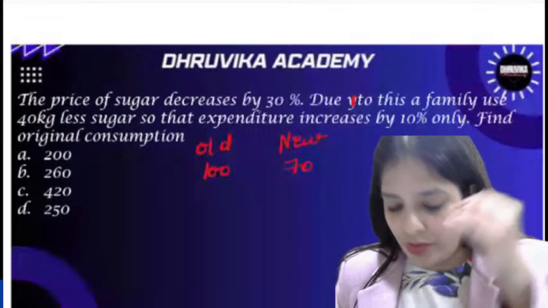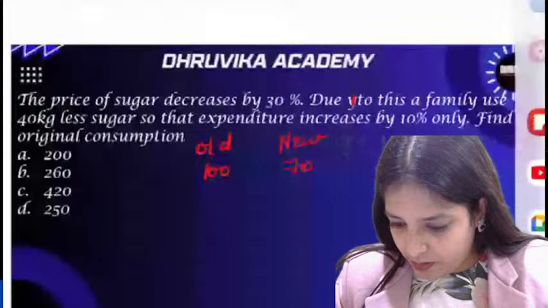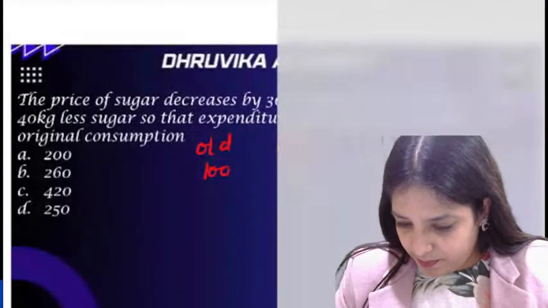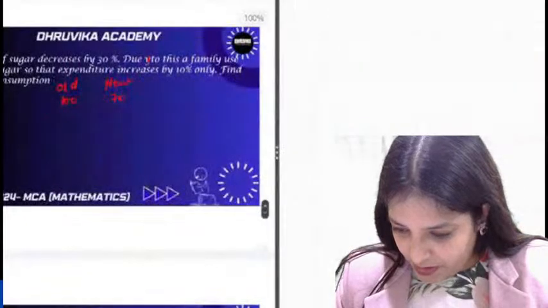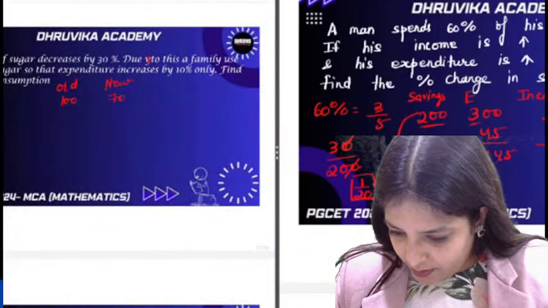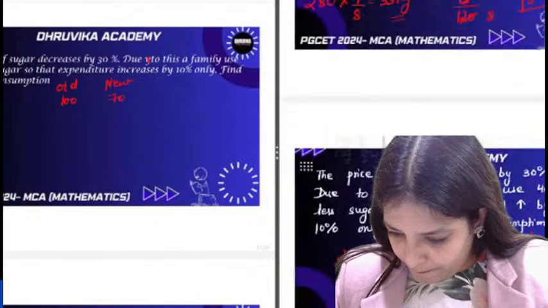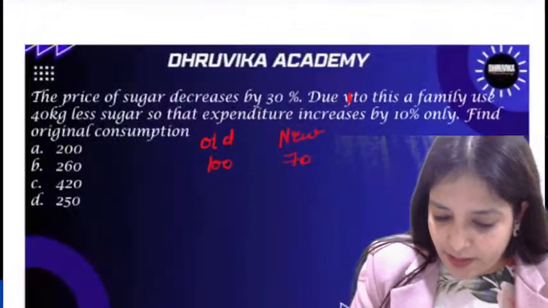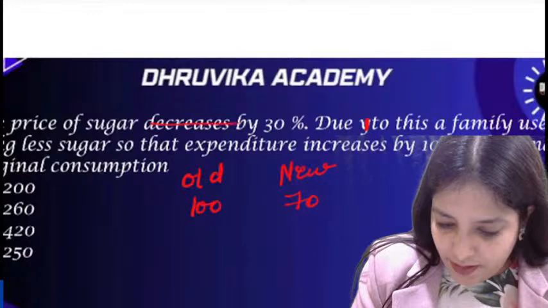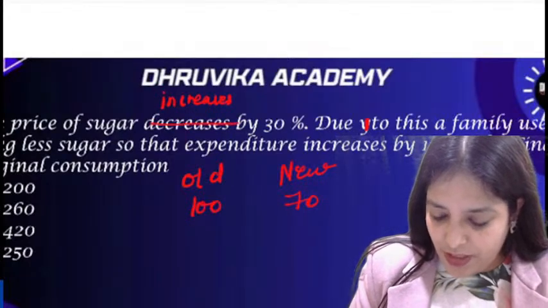Just a second. Hold on, I'll just match it up. Just give me a minute, guys. Yeah, it's increases. It's not decreases, it's increases. No worries, we'll just make a change accordingly.